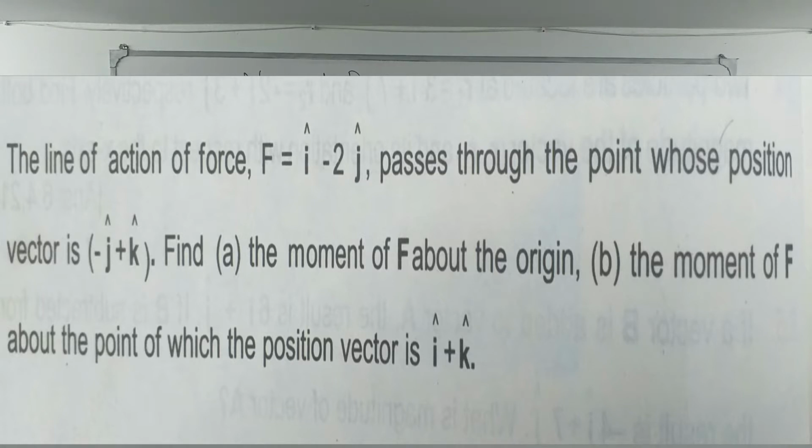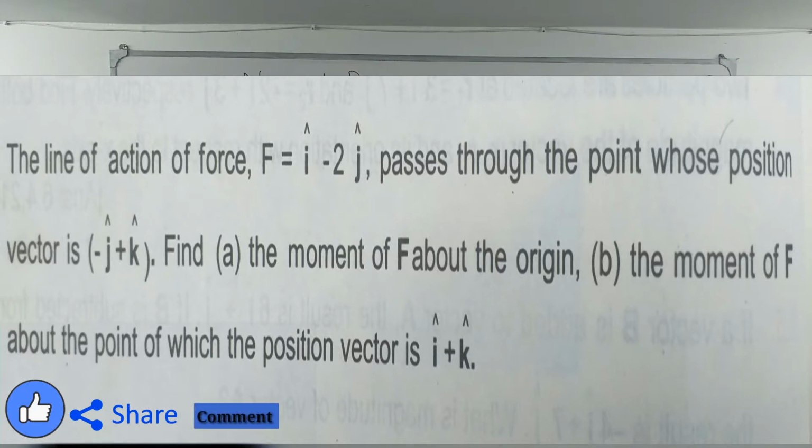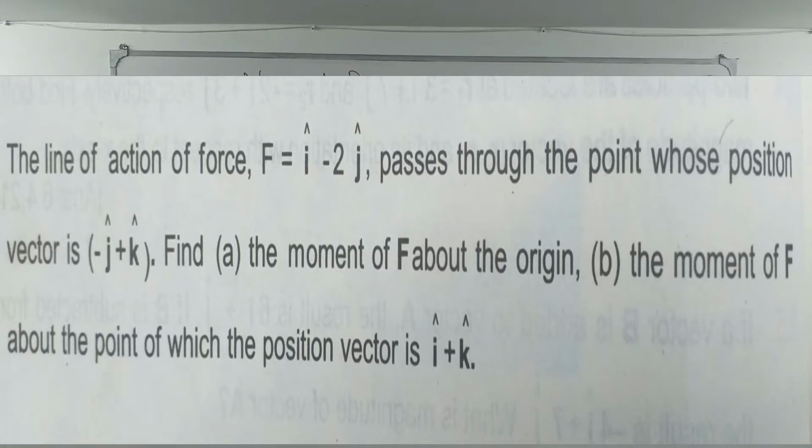So the force has been given here. It is i minus 2j. One position vector is minus j plus k, and for A, the second position vector is the origin, while for B, the second position vector is i plus k. We have to find the turning effect, or the moment of the force, about the origin and about the position vector i plus k. So let's solve this problem.